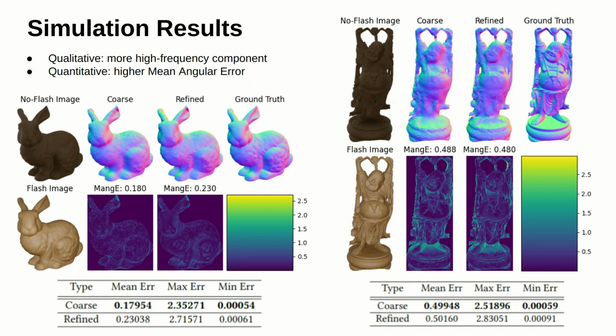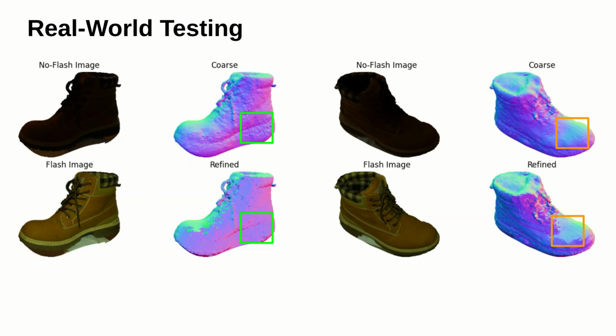However, quantitative evaluation showed that the refined normal map has a higher mean angular error, and the exact cause of this unsatisfactory performance is unknown. But we've come up with multiple guesses and included an analysis in our report. We also tested our pipeline using real-world data of the boot, and we noticed that the refined normal has more artifacts than the coarse normal map. Considering the lack of smoothness of the refined normal map, one thing that could improve the performance is to include an additional smoothness term in the energy function.